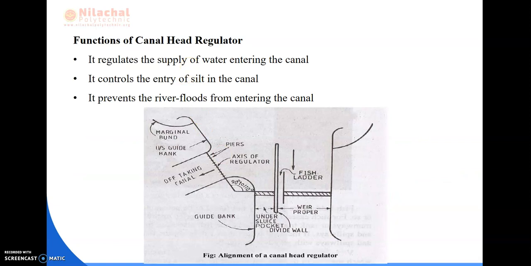And next is that it controls the entry of the silt into the canal. Silt means the types of stones, pebbles that are controlled. It controls mainly the entry of the silt into the canal. Next one, it prevents the river floods from entering the canal. And also when the gates are closed, it prevents the river floods from entering the canal. So these are all about the components of the canal head regulator.